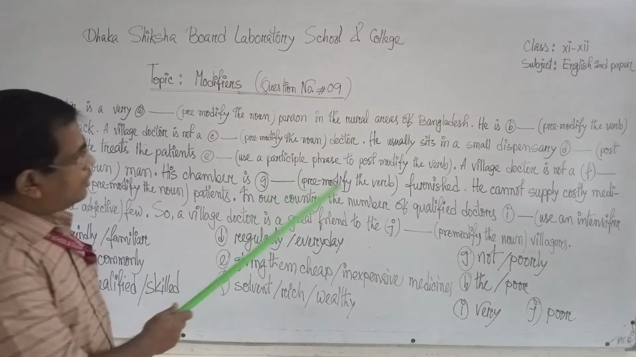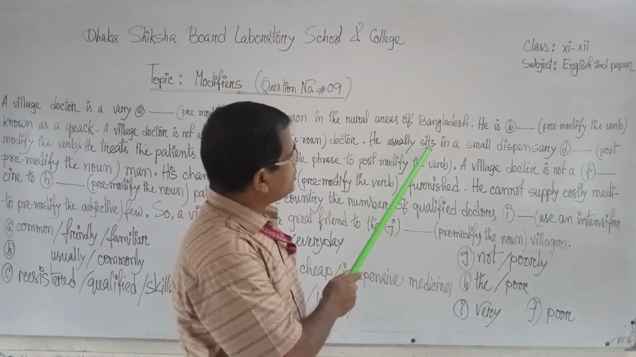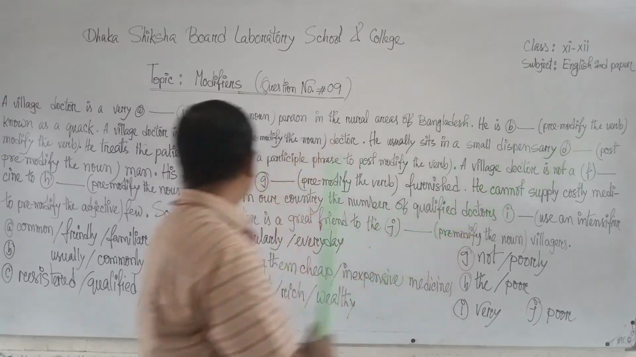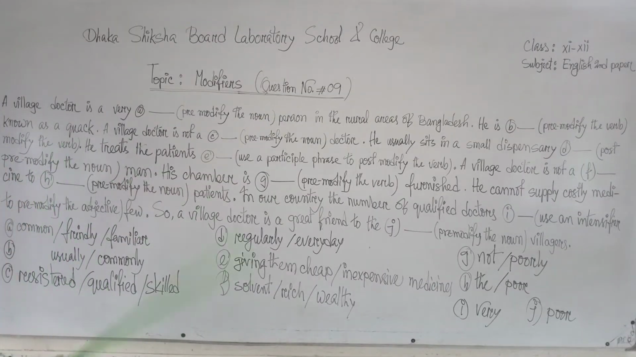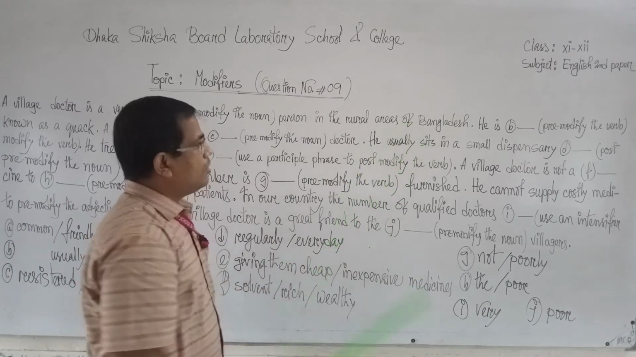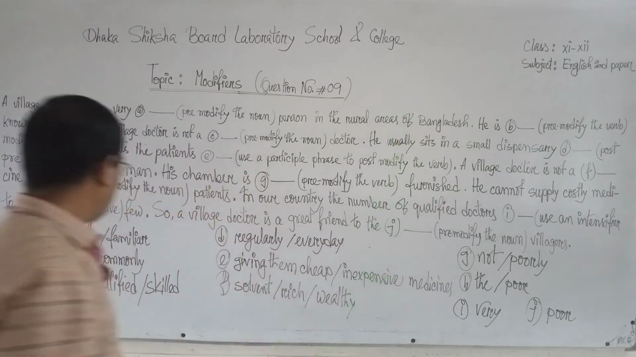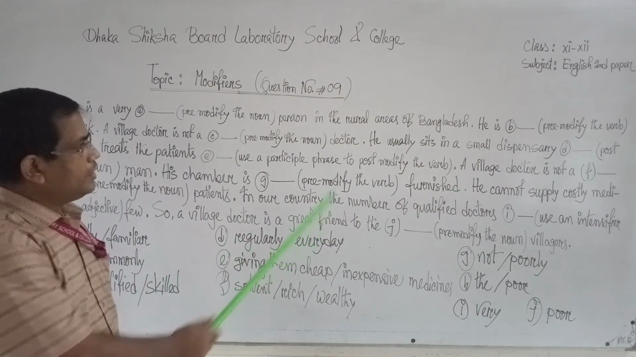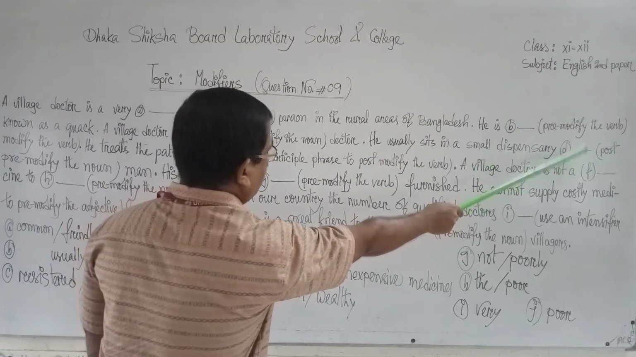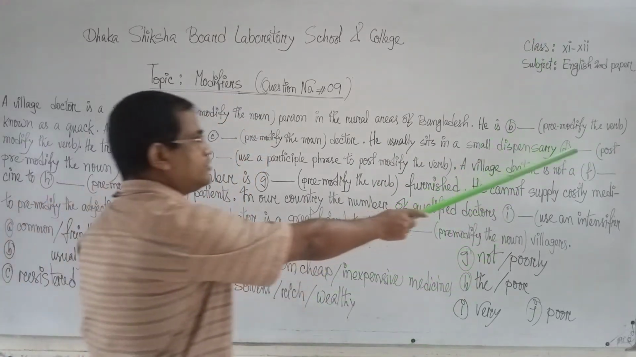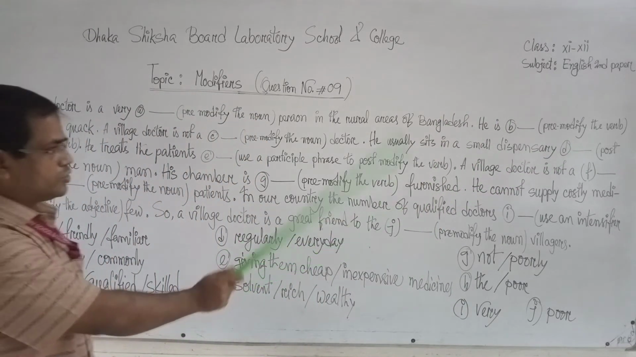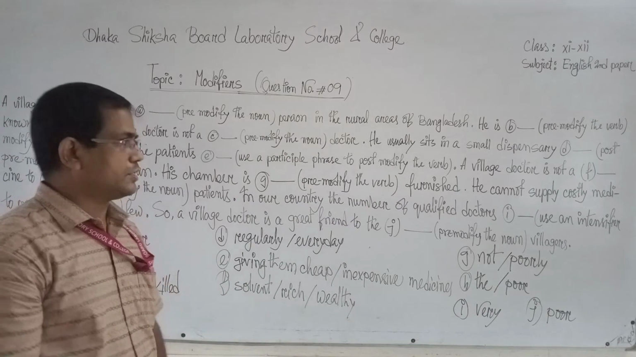Look here. Our next option is here. He usually sits in a small dispensary, dash, post-modify the verb sits. Your verb is here: he usually sits. We may say here regularly, every day. He usually sits in a small dispensary every day, or regularly, or we may also say almost regularly. Regularly, every day, almost regularly, whatever you write is correct.